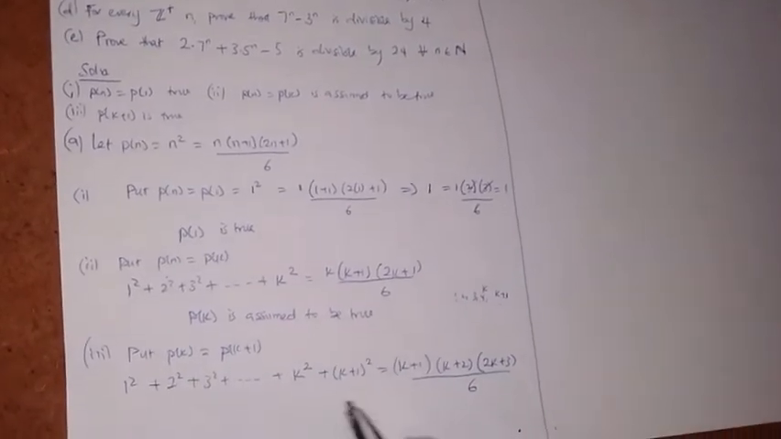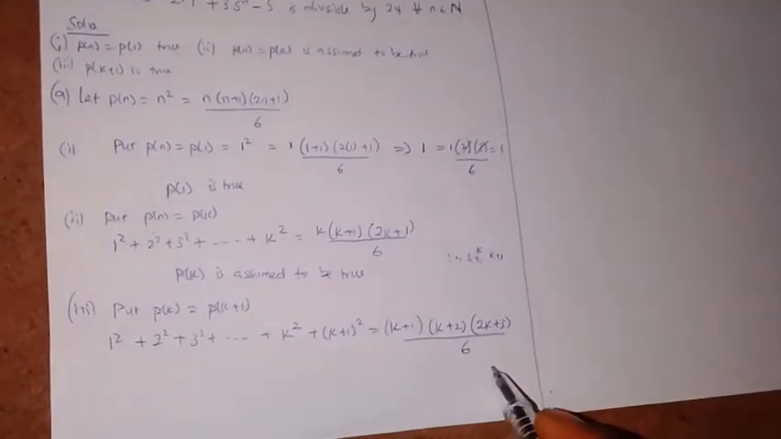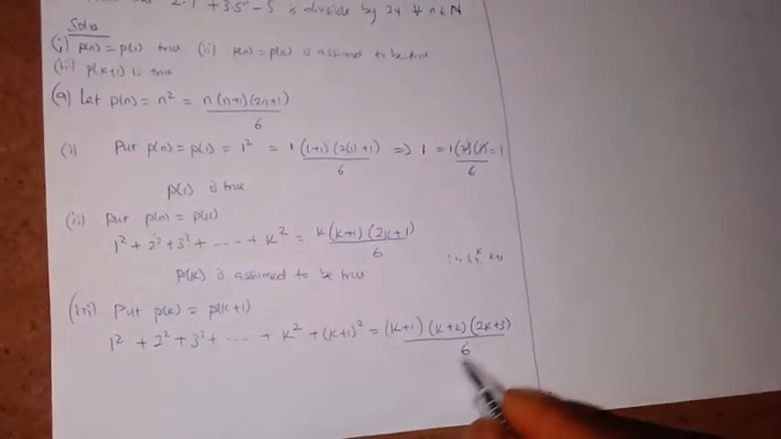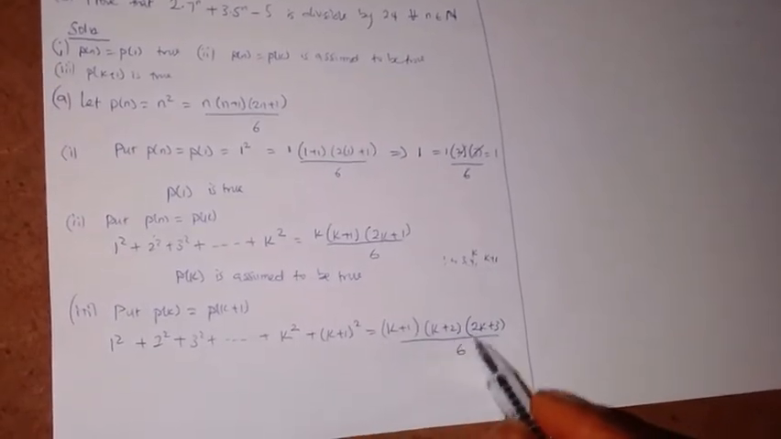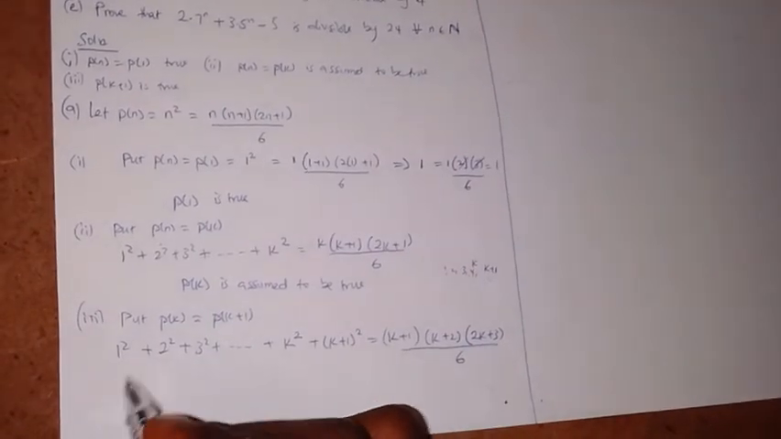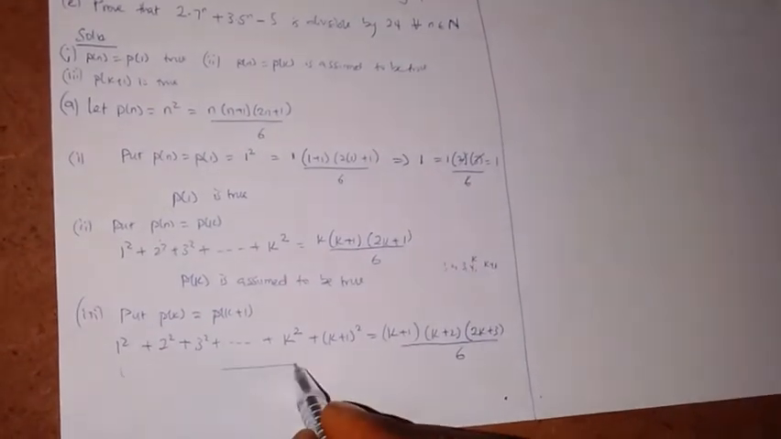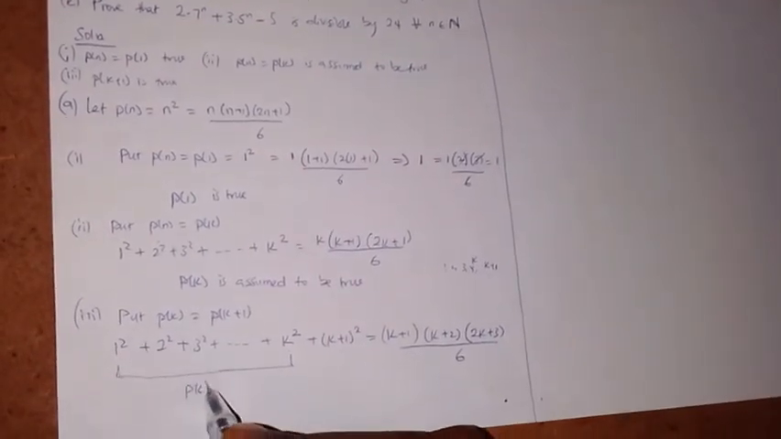Now when you get here, you will solve from the left hand side to get this. That's what I'm going to do. You solve from here to get what? This, all the values you have here. Now how do I get that? Recall, from here to here represents our P of k.